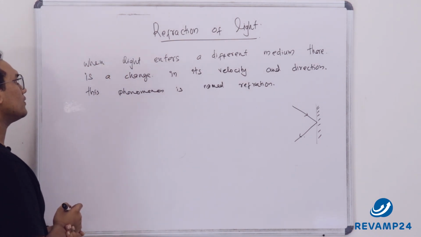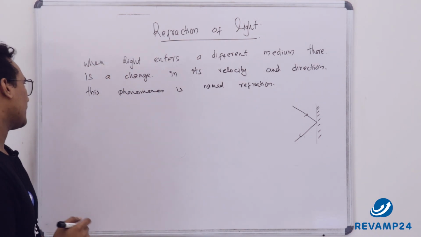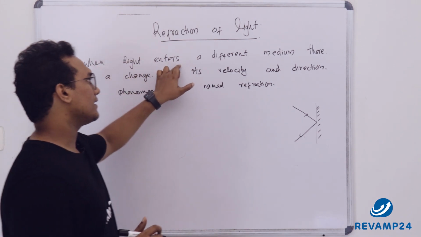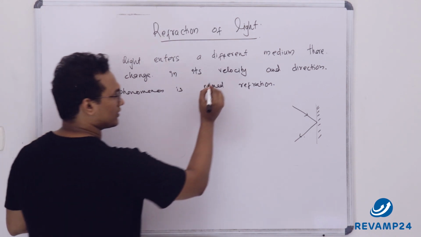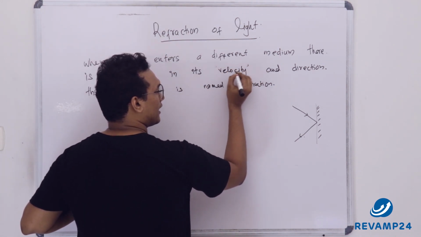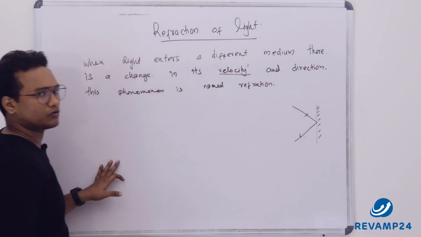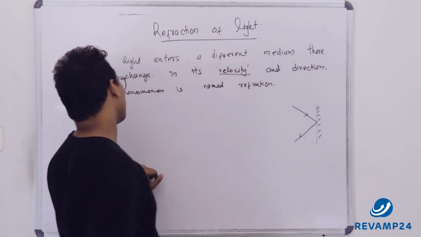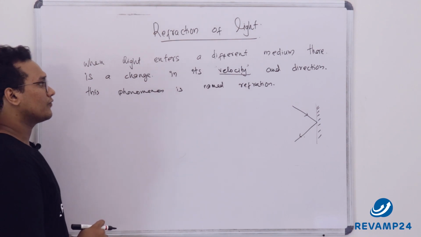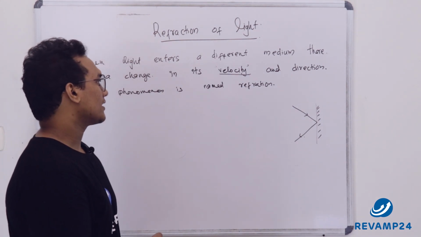Now I will explain the definition of refraction. When light enters a different medium, there is a change in velocity. This is very important and a lot of students forget about this fact. There is a change in velocity and direction. This phenomenon is called refraction.